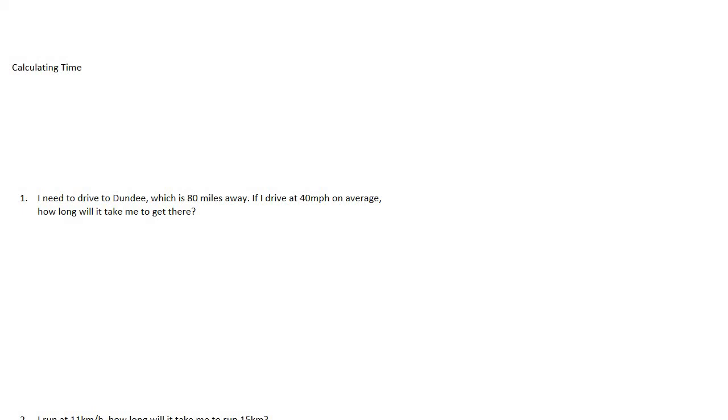We're going to have a look now at how to calculate time. So we've seen in the last two videos formulas for distance and speed, and here's how to get the time formula. We know our distance formula: distance is speed times time. For example, if I go at 4 kilometers per hour for 10 hours, I'm going to have gone 40 kilometers. So 40 kilometers, my distance, is 4 kilometers per hour times 10. Distance equals speed times time.